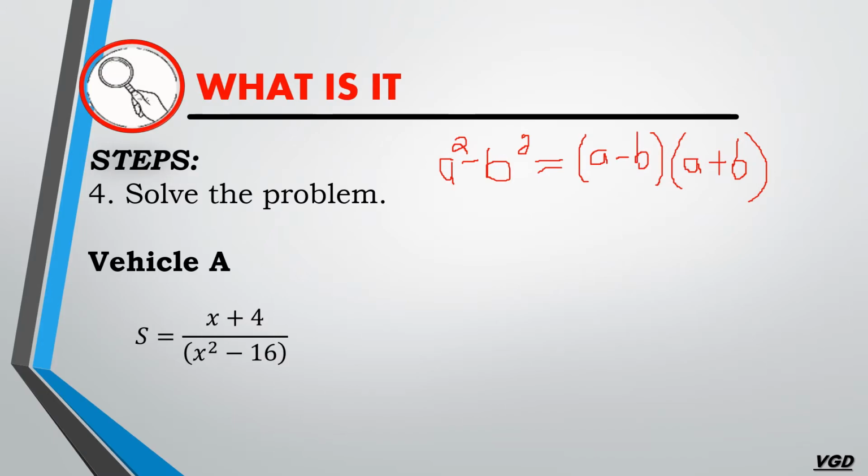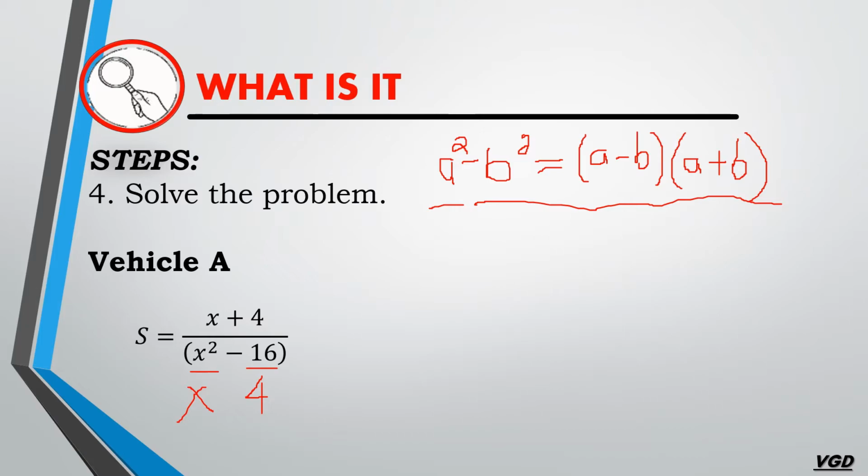As you remembered in the previous modules, the difference of two squares follows this formula: a squared minus b squared is equal to the quantity of a minus b times the quantity of a plus b, in which to get the value of b, we just have to extract the second term. And for the a, we extract the first term, which is x squared. So we get the square root of x squared, that is equal to x, and the square root of 16 is equal to 4.